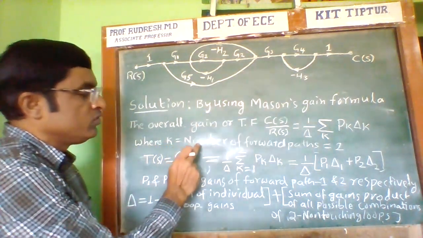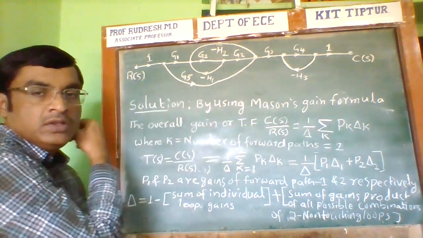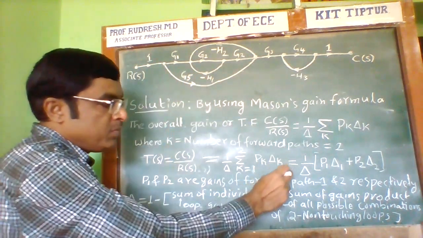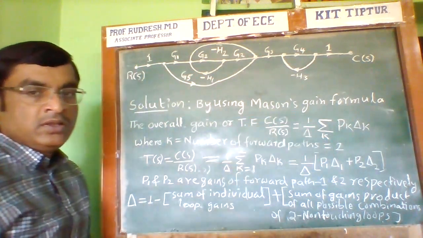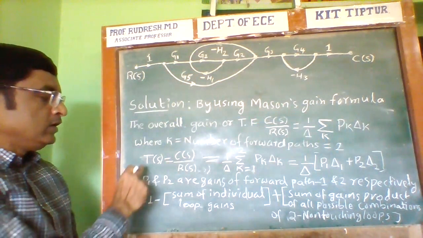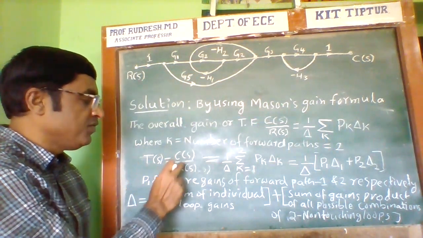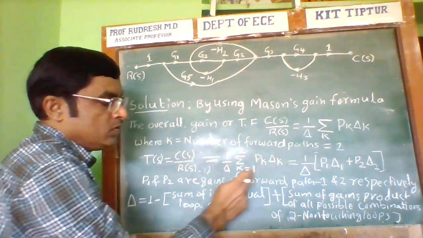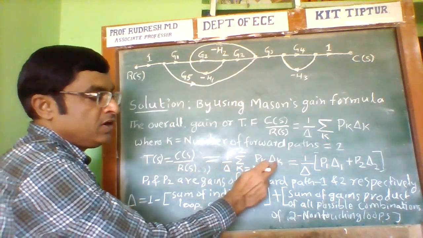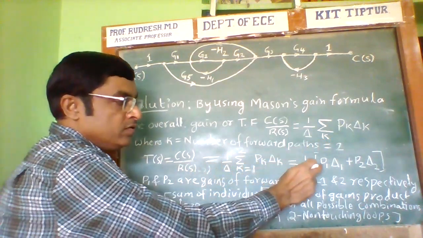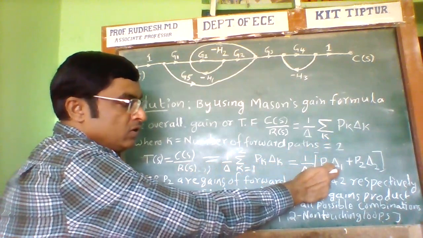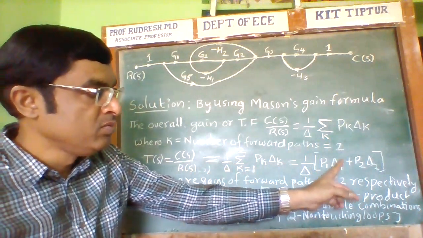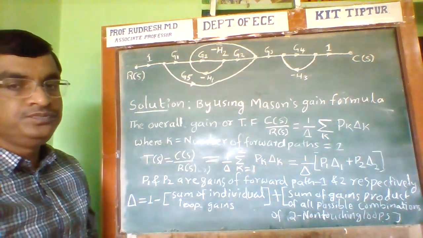Here k denotes the number of forward paths in the graph. In this particular signal flow graph, there are 2 forward paths. Therefore, I have written 2 here. Therefore, T(s) equal to C(s) divided by R(s) is equal to 1 over delta, k equal to 2. Therefore, k takes 1 and 2. So 1 by delta is equal to P1 into delta 1, removing the summation, P1 into delta 1 plus P2 into delta 2.